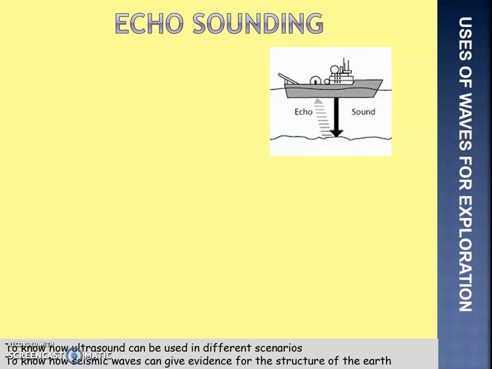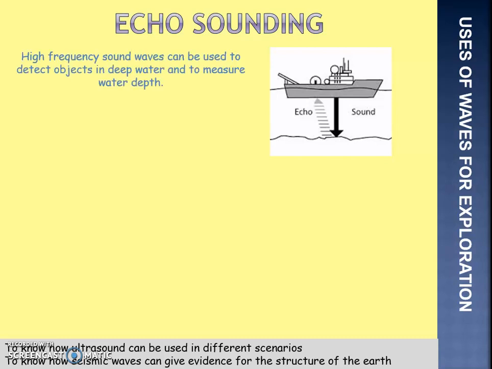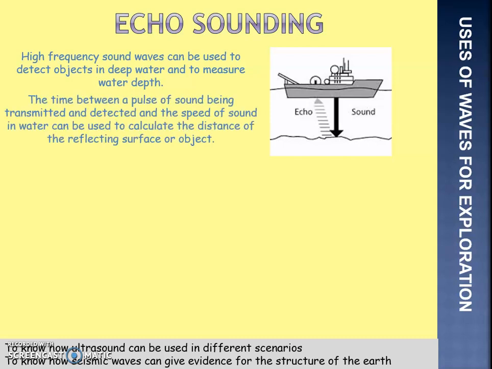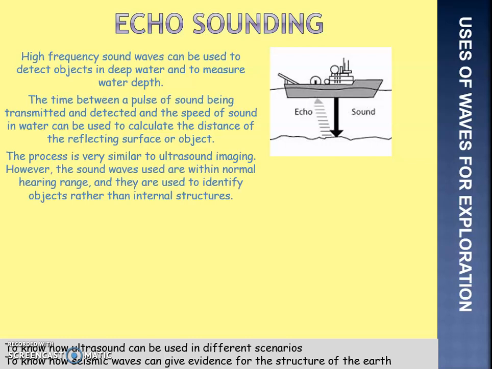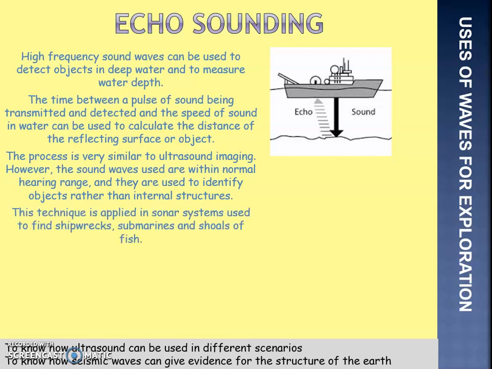Finally, our use of high frequency sound is echo sounding. Now, high frequency sound waves can be used to detect objects in deep water and to measure water depth. The time between a pulse of sound being transmitted and detected and the speed of sound in water can be used to calculate the distance of the reflecting surface or the object. The process is really similar to ultrasound imaging, but the sound waves are within normal hearing range, so we can identify objects rather than internal structures.